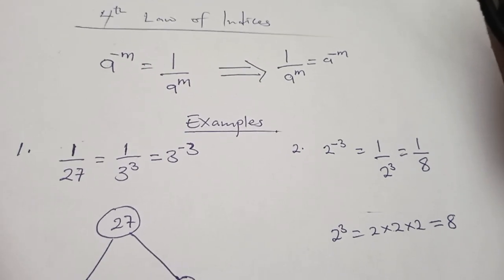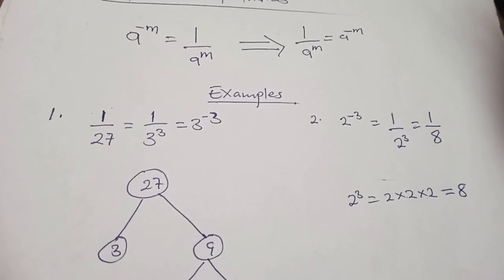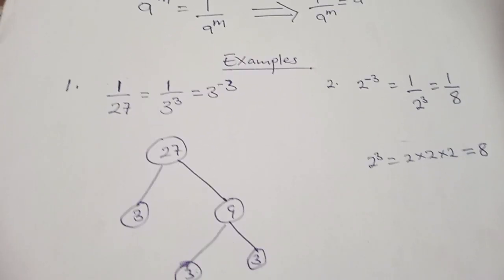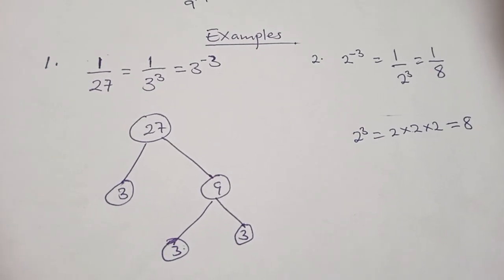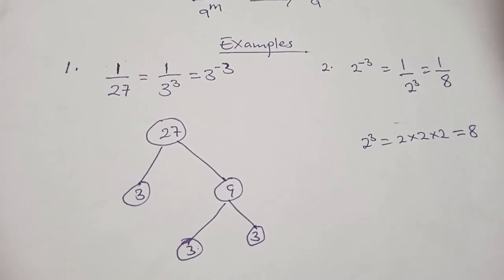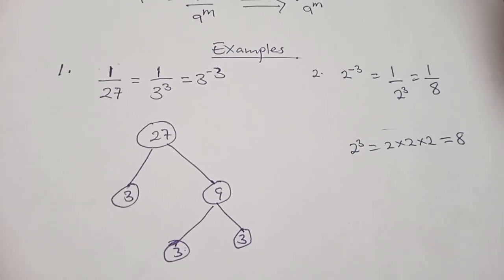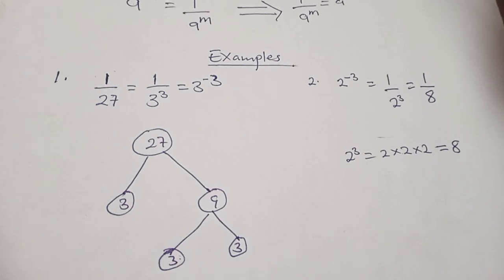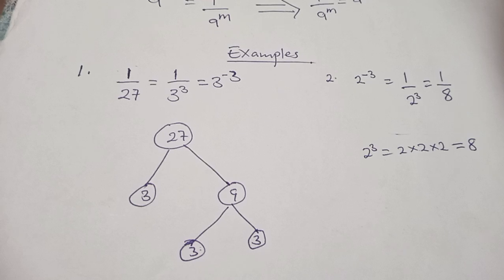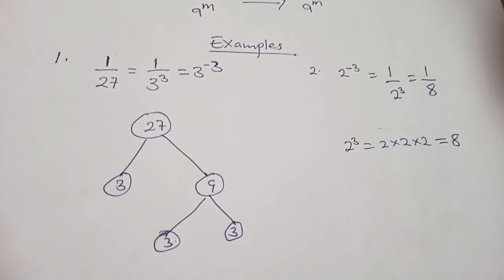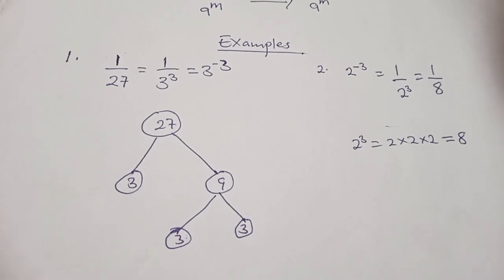Now we are going to look at examples, or scenarios concerning how to apply this fourth law of indices. In example 1, we have 1 over 27. If we want to simplify this by applying the fourth law, we need to get the index notation, the prime factors of 27. For us to get the prime factors of 27, we need to apply the factor tree. So here is the factor tree.